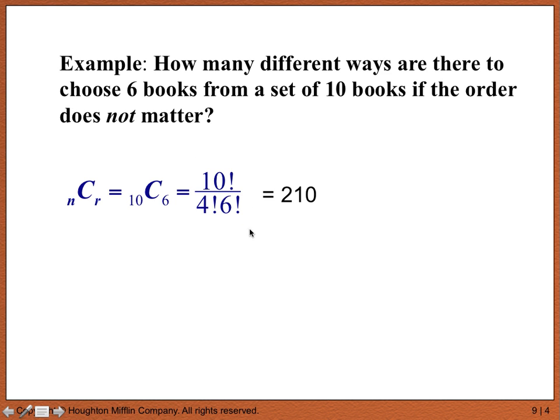10 factorial over 4 factorial times 6 factorial equals 210. So that means for these 10 books, if I want to take six books out of that set of 10, and it doesn't matter what order I put those 6 books in, there are 210 different ways to have a subset of 6 books from the total set of 10.